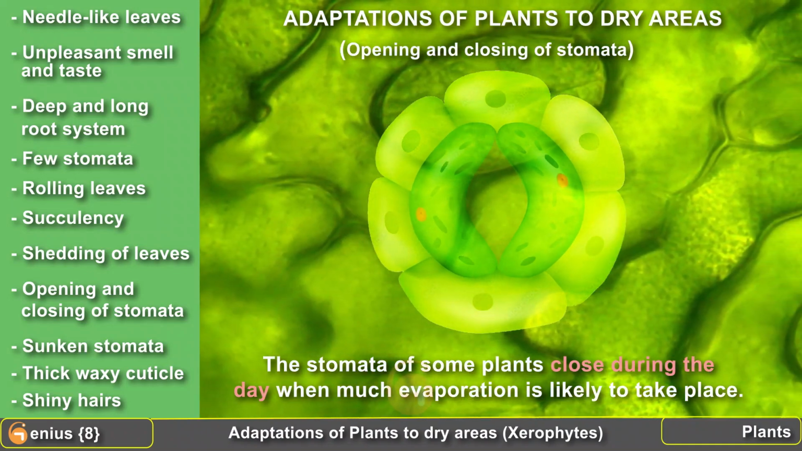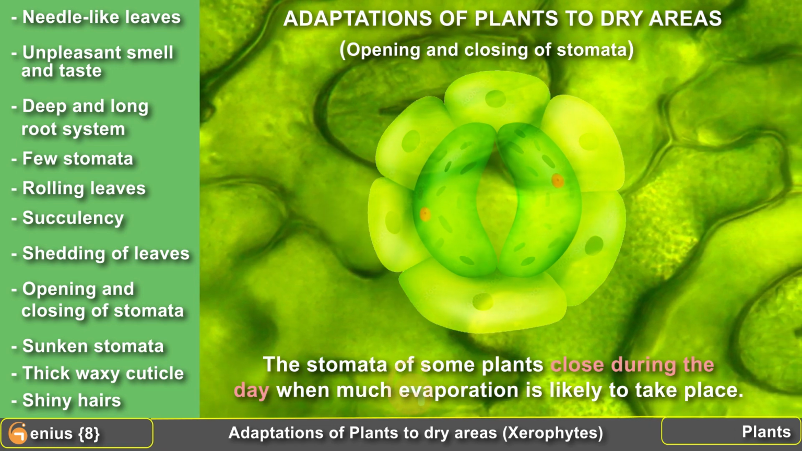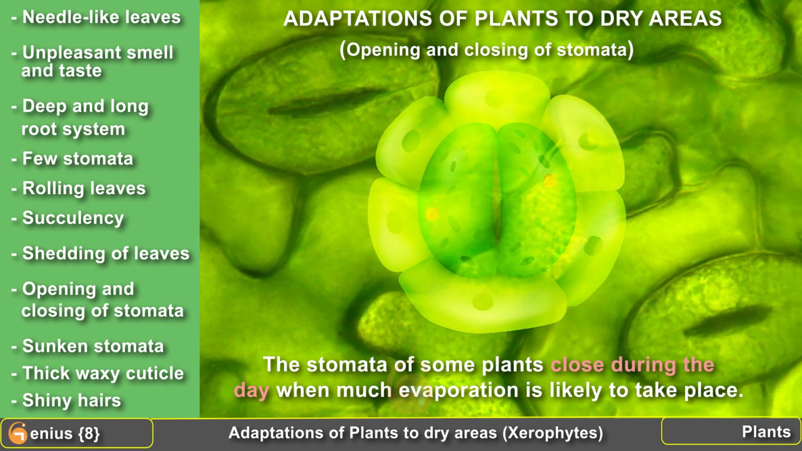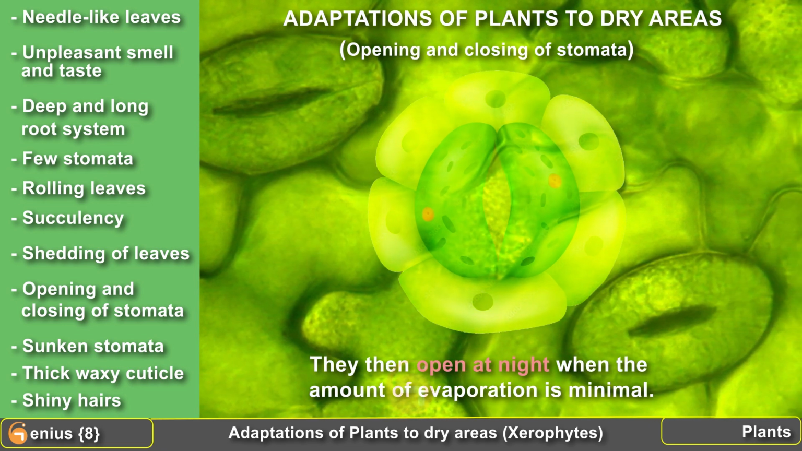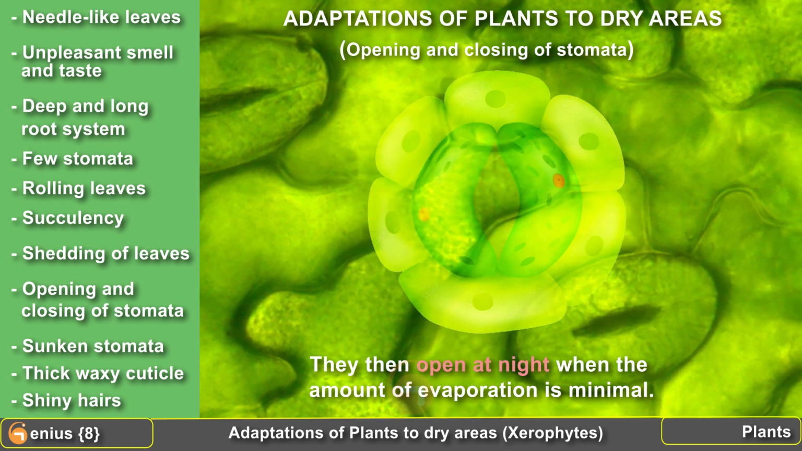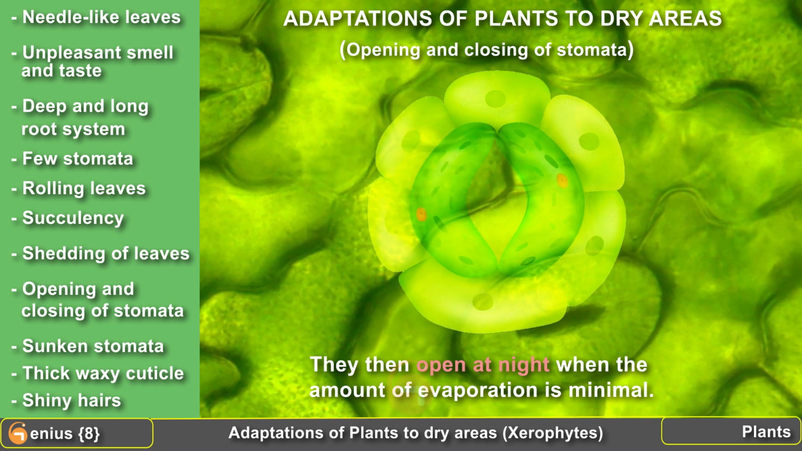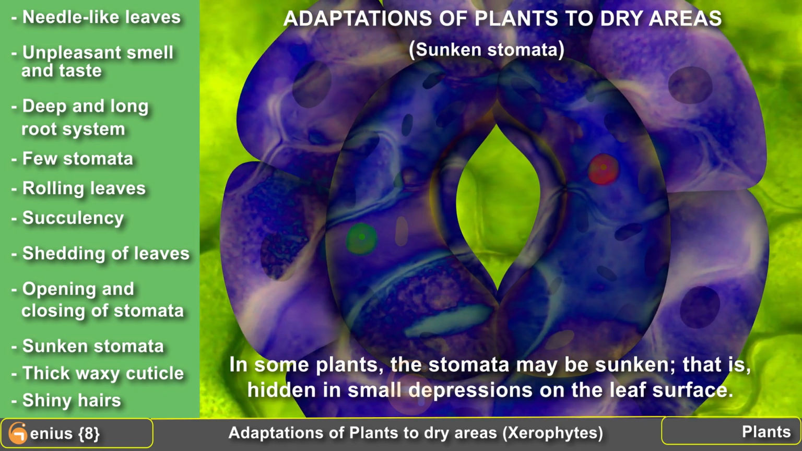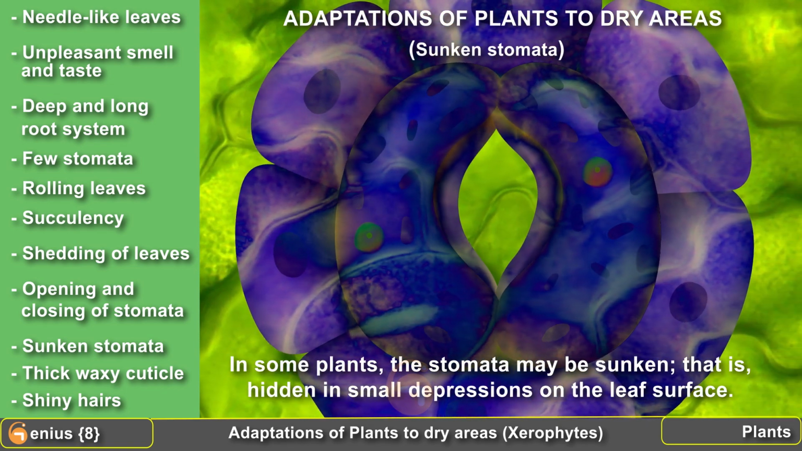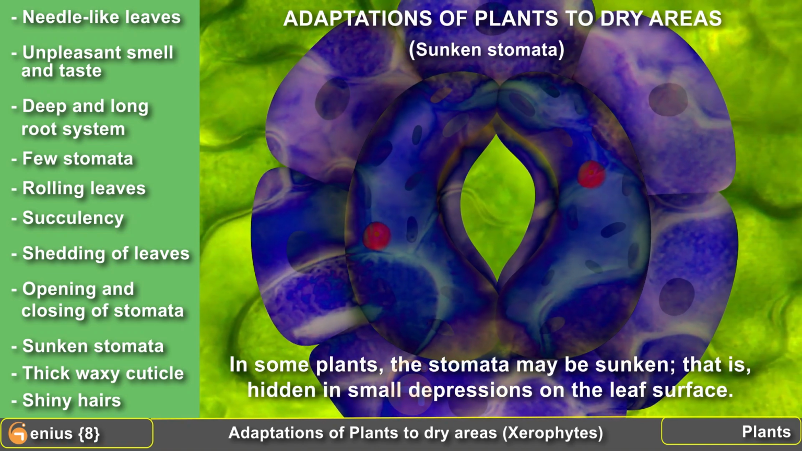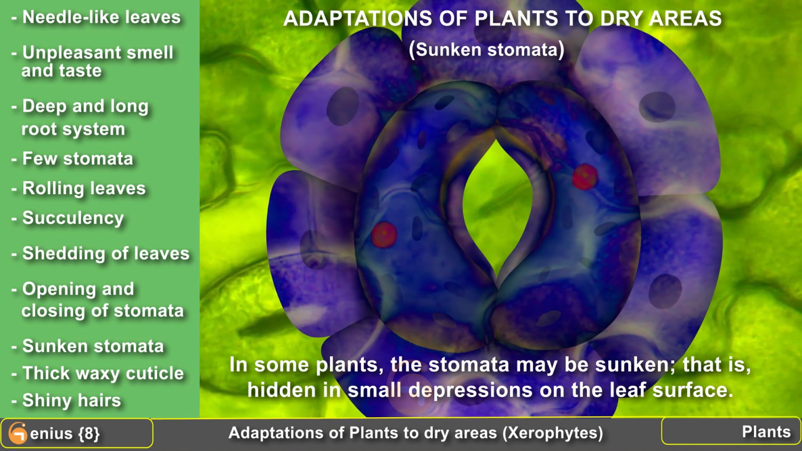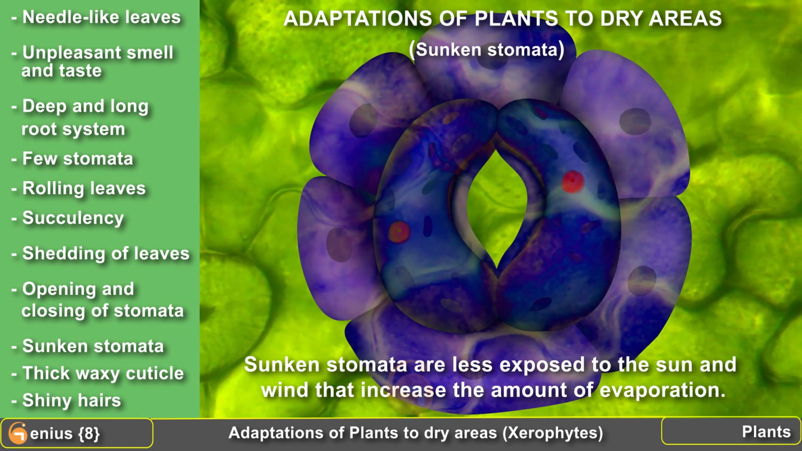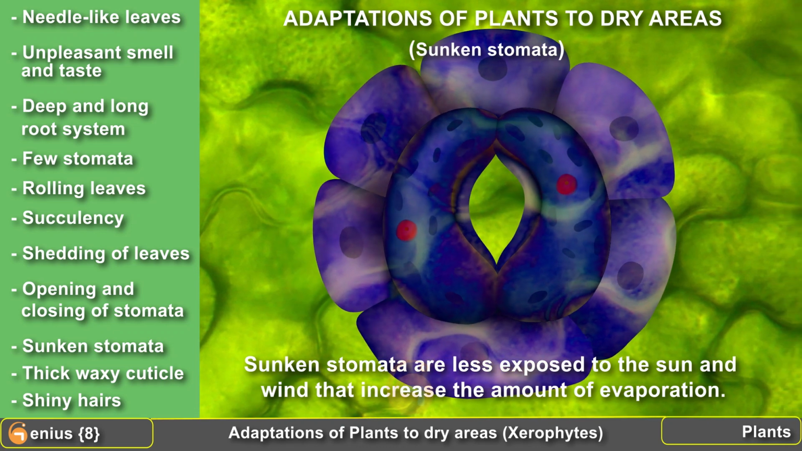Opening and closing of stomata. The stomata of some plants close during the day when much evaporation is likely to take place. They then open at night when the amount of evaporation is minimal. Sunken stomata. In some plants, the stomata may be sunken, that is, hidden in small depressions on the leaf surface. Sunken stomata are less exposed to the sun and wind that increase the amount of evaporation.